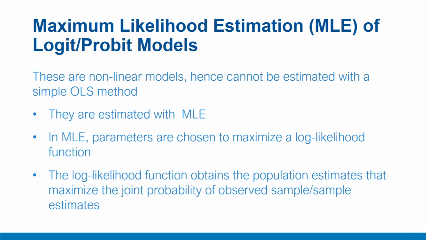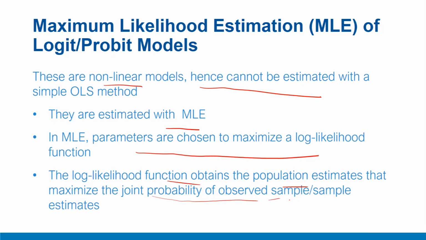Next, we'll summarize the maximum likelihood estimation of logit and probit models. Recall that these are non-linear models in parameters and hence cannot be estimated with a simple OLS method. They are estimated with the help of MLE. In MLE, parameters are chosen to maximize the log likelihood function, as we'll see. This log likelihood function obtains the parameter estimates that maximize the joint probability of the observed sample. Let's discuss this in more detail.